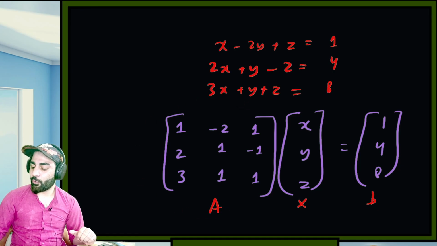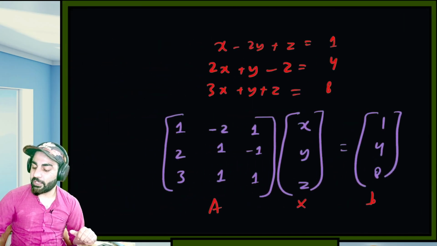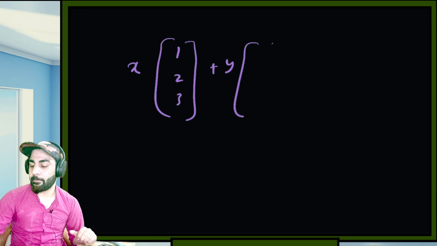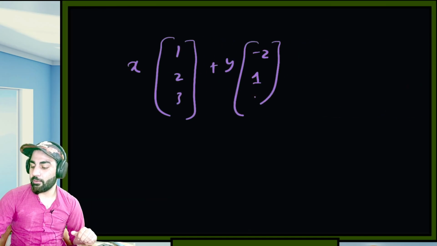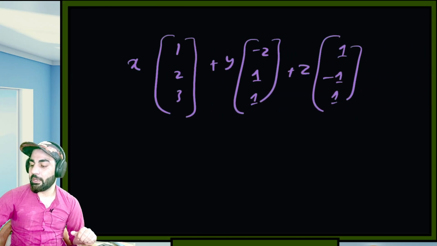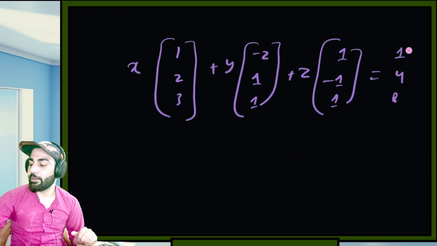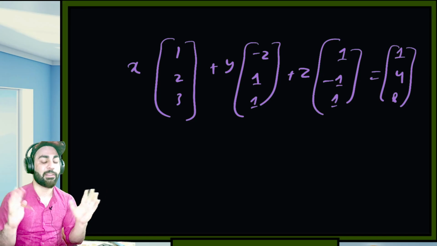So now the question is, what combination should I take to reach here? I am saying x times this column 1, 2, 3, plus y times the other vector, minus 2, 1 and 1, plus z times 1, minus 1 and 1. I think one of them was negative, probably the second one. And this is equal to 1, 4, 8. Now think of each of these as a vector, but in 3D.